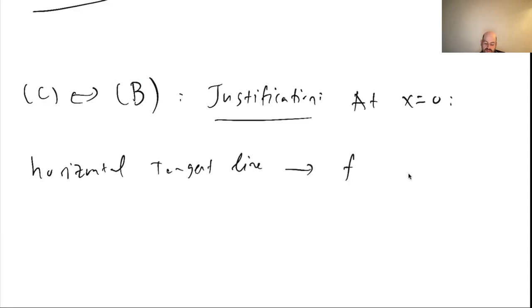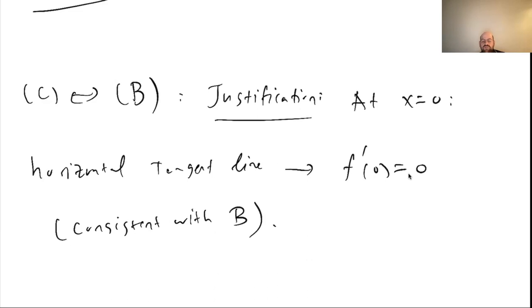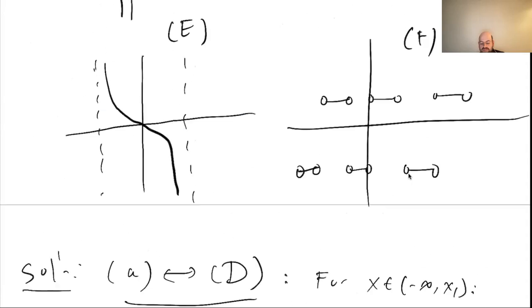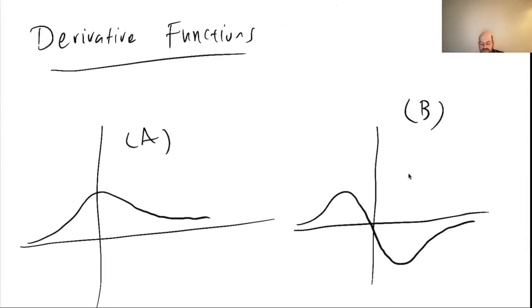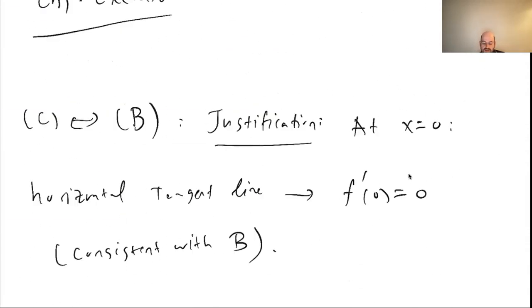So that means f prime of 0 is 0. Again, this is consistent with B. See, f prime of x is a function, right? So if the value of a function at 0 is 0, it means that function must pass through the origin. And in B, the function passes through the origin.